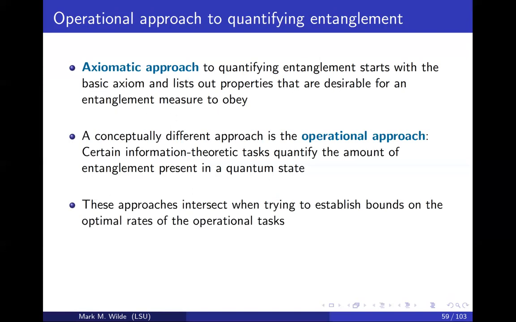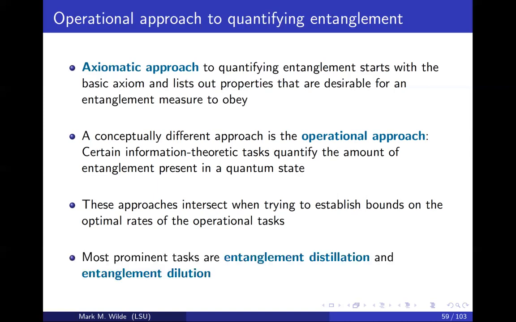It turns out that these approaches can intersect when we're trying to figure out bounds on optimal rates of the operational tasks. As it turns out, it's very difficult to compute the answer to the operational task that we'll talk about. And the best thing that we know how to do is to devise bounds on these tasks. Okay. And the most important tasks are entanglement distillation and entanglement dilution.